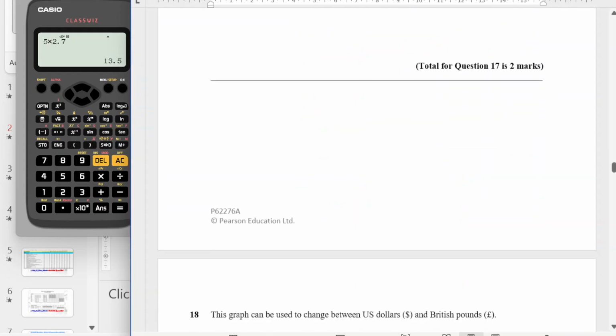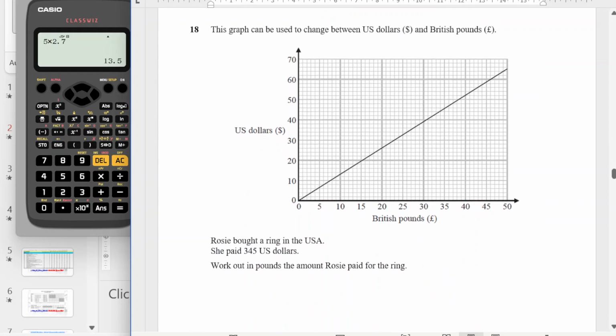Okay, question 18 then. So this graph can be used to change between US dollars and British pounds. So we've got US dollars, British pounds. Rosie bought a ring in the USA. She paid $345 for it. Work out how many pounds she paid for the ring. So we can't do that as an accurate conversion. If we look, what we've got is our US dollars only goes up to 70. So 345 we're going to struggle with slightly.